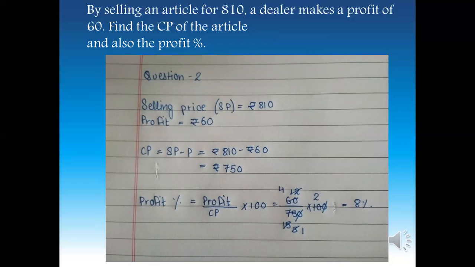So altogether, to solve this type of question where we have a profit and a selling price, first we'll have to find the cost price, and then we'll solve with the normal and very commonly used formula for profit percentage.